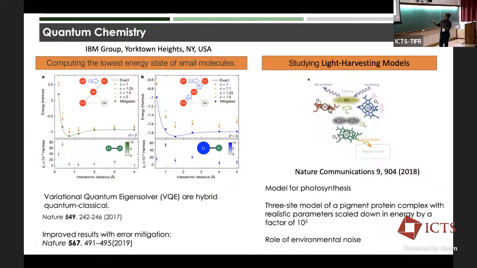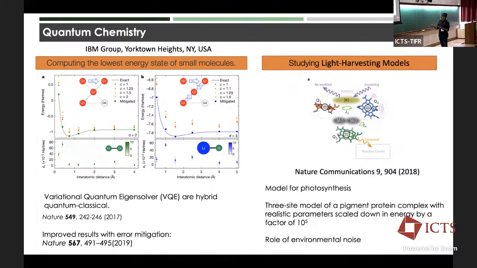There are also experiments, for example, making a model of photosynthesis. This was done in the Walmsley group in 2018. And they basically made a model to understand how in photosynthesis this transfer of photonic excitation into electronic excitation is done very efficiently. And a surprising thing they found out is that the environmental noise, which is typically considered a bad thing, here they actually see that it's the environmental noise which actually helps in some way to improve the efficiency.